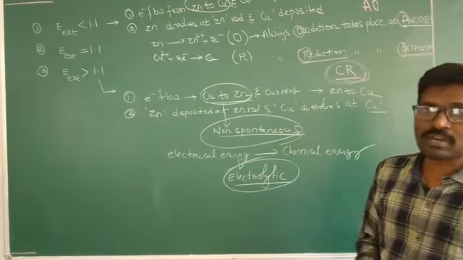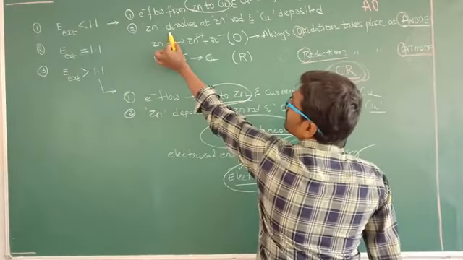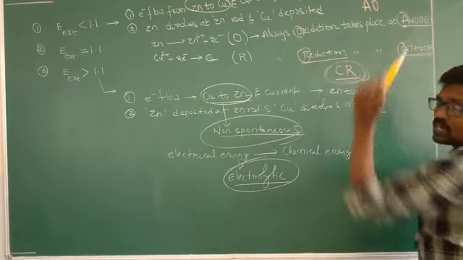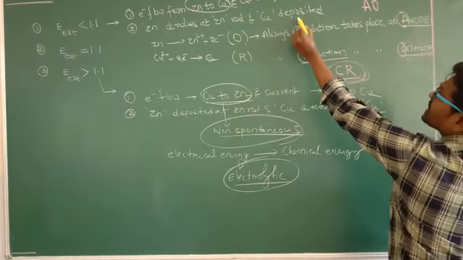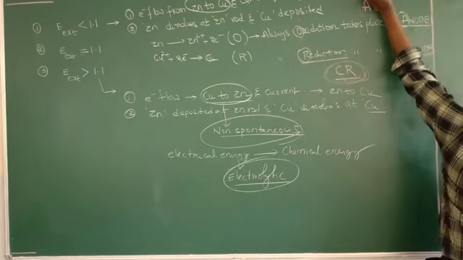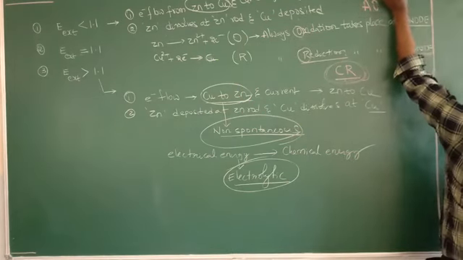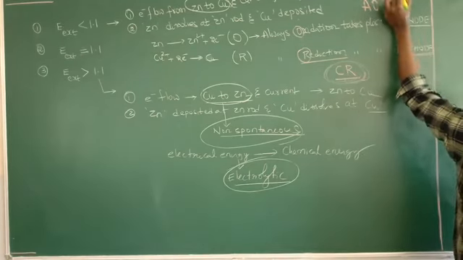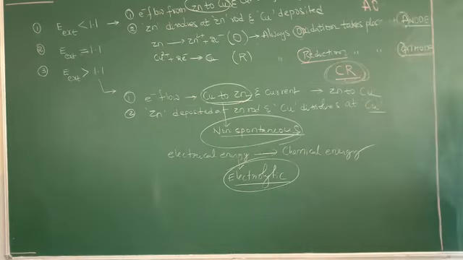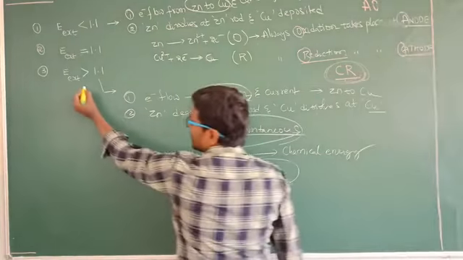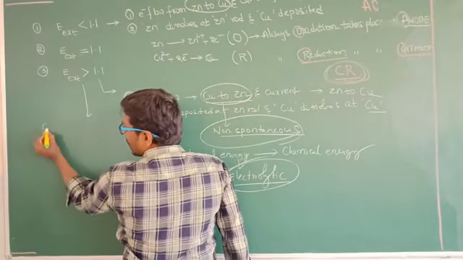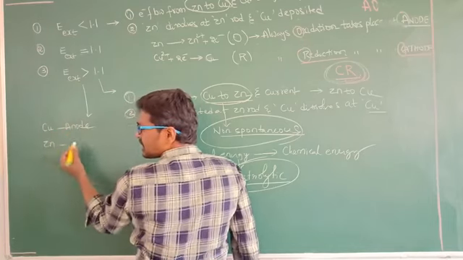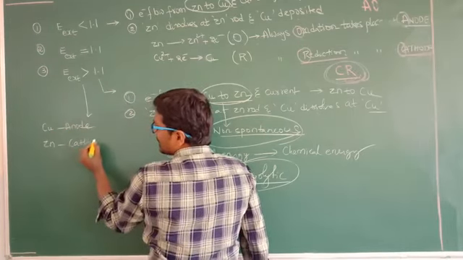Next, one more point you have to remember. Zinc dissolves at the zinc rod and copper is deposited at the copper rod. In this case, zinc is acting as the anode and copper is acting as the cathode. But in the third case, copper is acting as the anode and zinc is acting as the cathode.